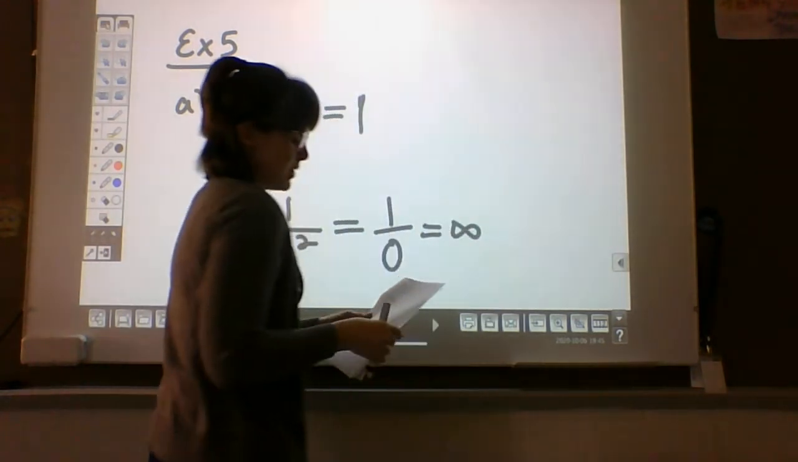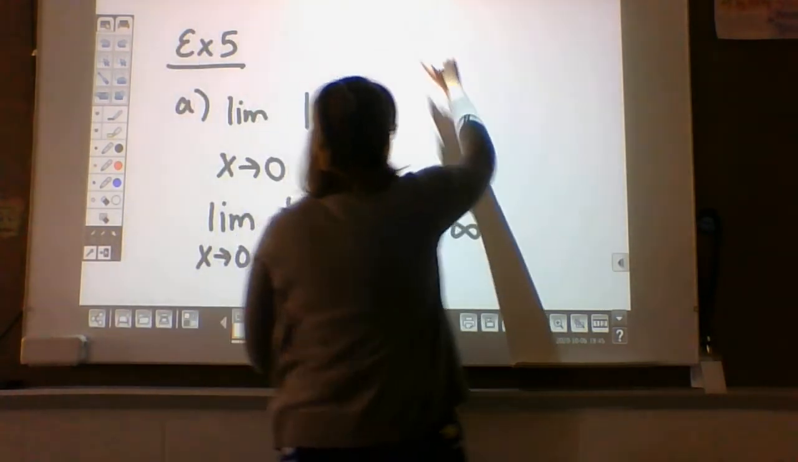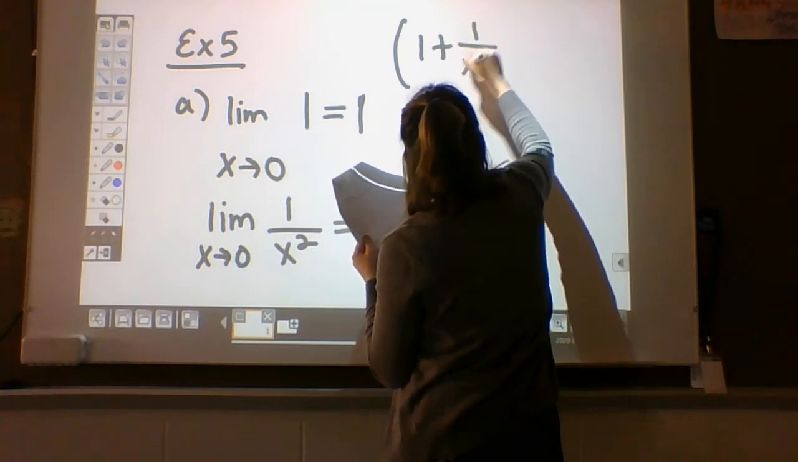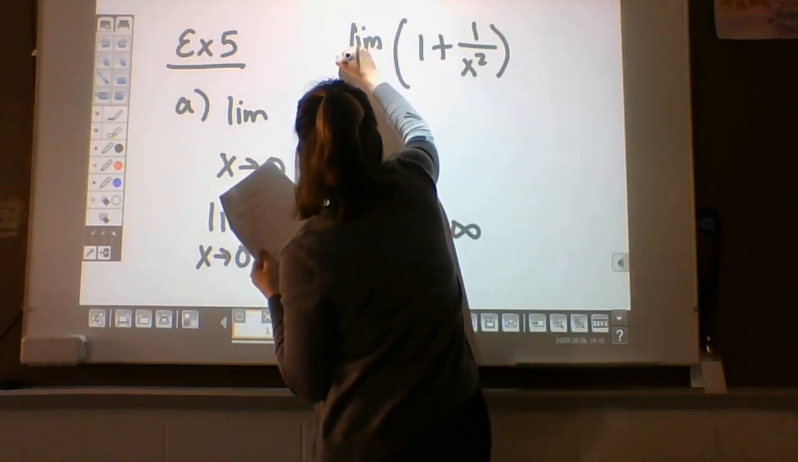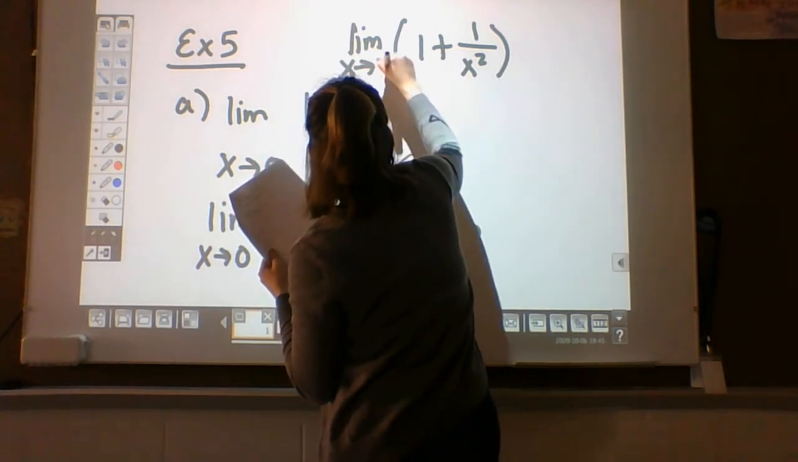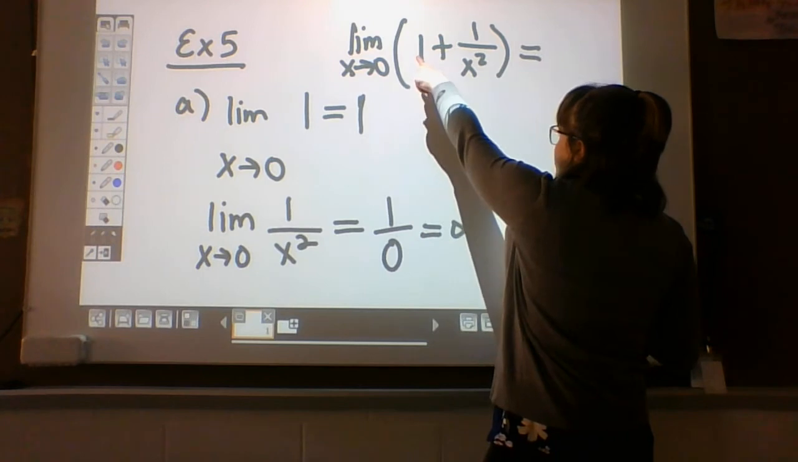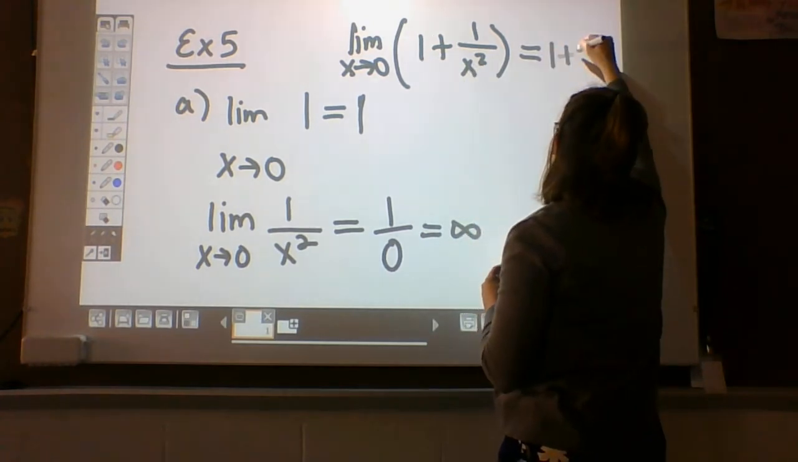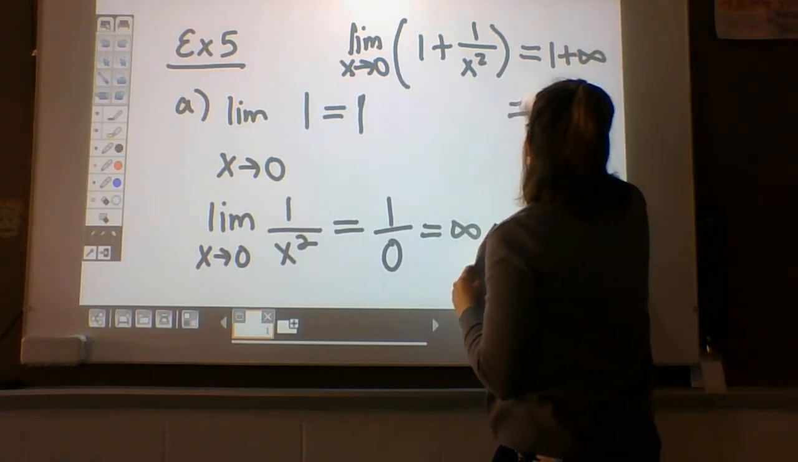Okay, so now, because I know the limit of these things separately, if I had the problem like this, and I was to find the limit as x approaches 0 of this, because I know the limit of that part's 1 and the limit of this part's infinity, I can add those together, and 1 plus infinity is infinity.